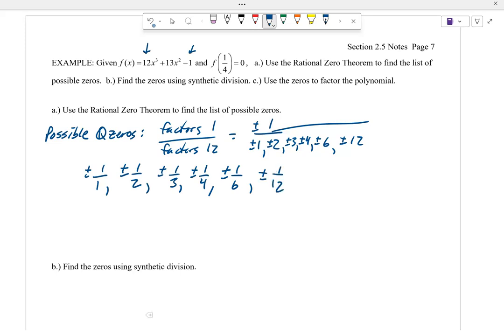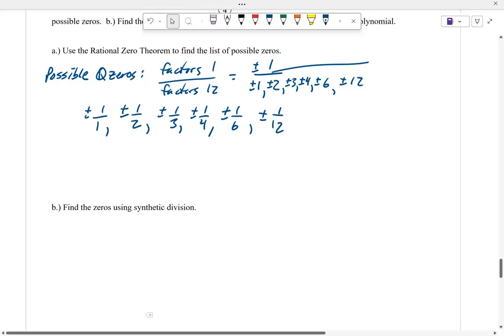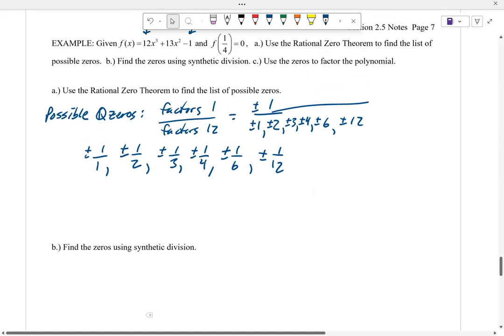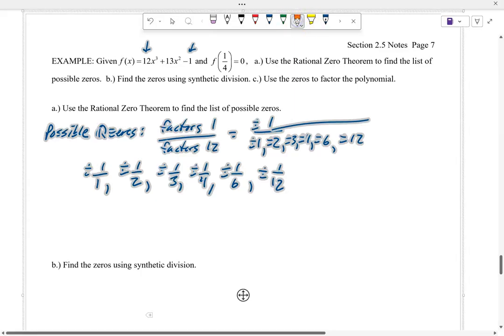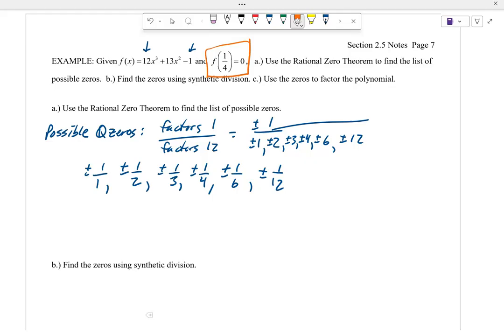Of course, this is a third degree, so I'm going to have 3 zeros, right? It's a third degree, fundamental theorem of algebra, 3 zeros. So let's go ahead and find the zeros. Now, nice enough, they gave us one of them. Hey, good. That'll start us, right? F of 1/4 equals 0. So I'm going to use that information instead of just starting this thing blindly.